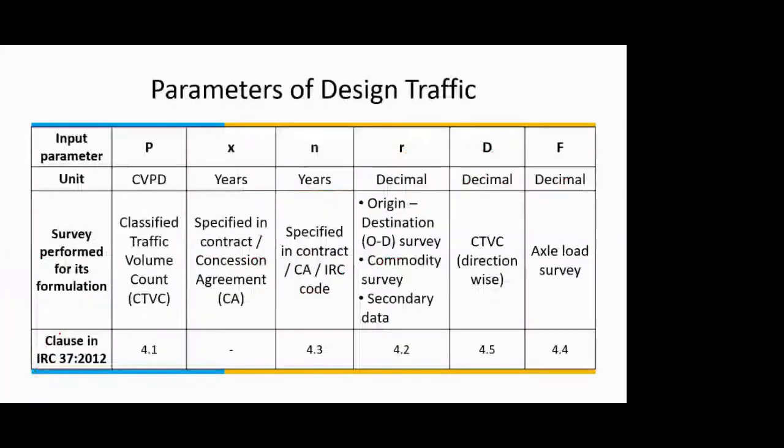extract the data. So in this table, what I have shown in one single glance is these are the input parameters, what goes into that formula of N is equal to 365, okay, that formula. So these are the input parameters. Then I've mentioned the units, and then this is the important thing that I mentioned, which survey you need to perform for that particular parameter to be found. And the last row is the corresponding clause in IRC 37 2012.